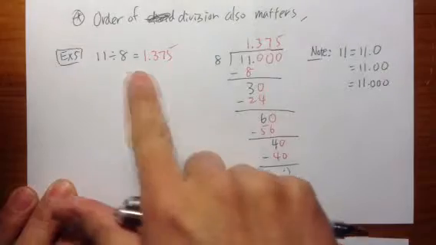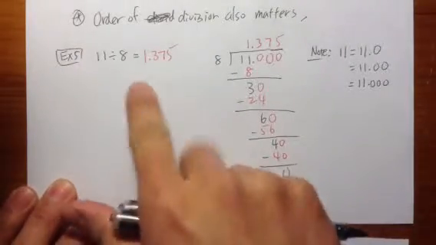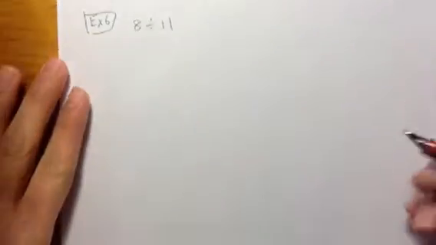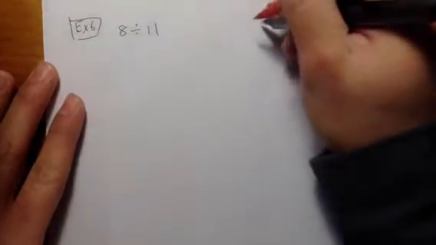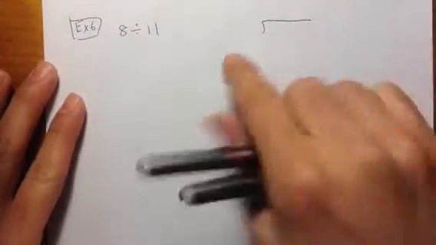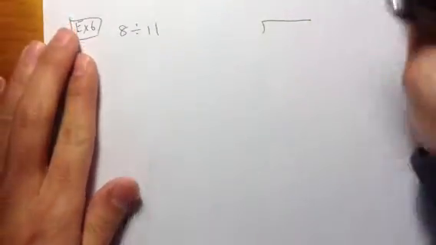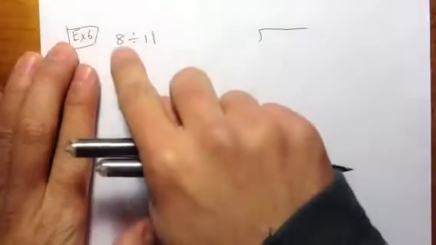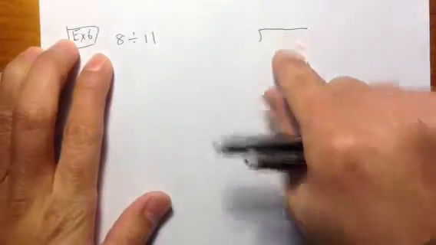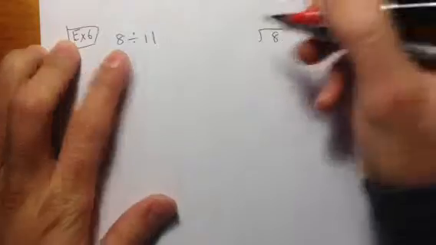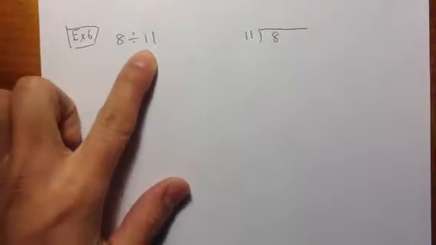We did 11 divided by 8. Let's switch the order again for example number 6. I want to do 8 divided by 11. Draw the long division symbol and think about what number to put inside. Okay, and what's the rule? Remember, it's always the first number that goes inside. So put down the 8 and then put down the 11 outside.